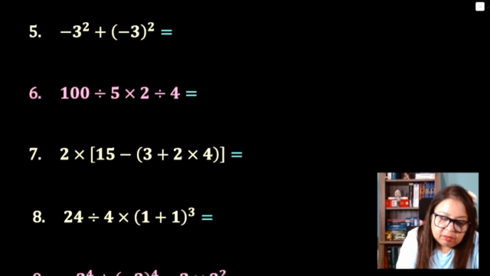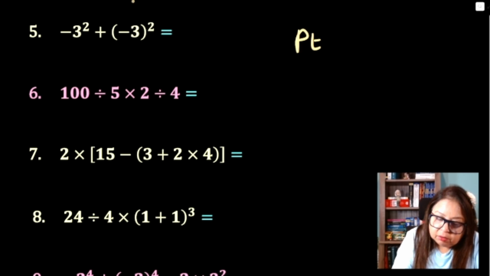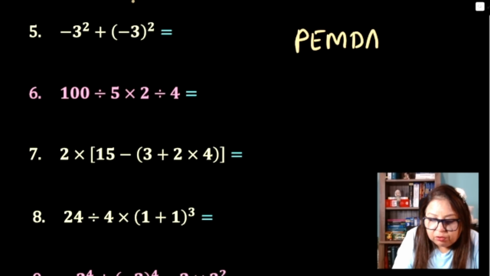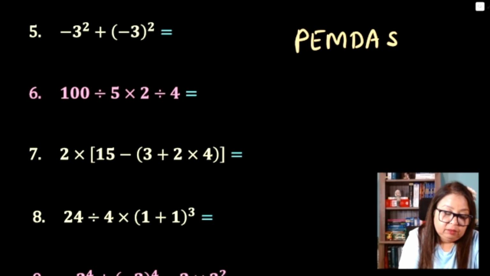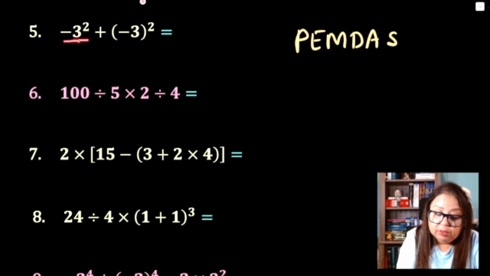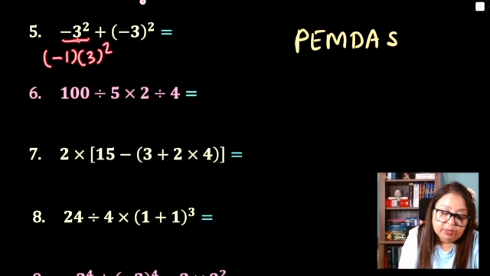Let me write down PEMDAS here, so we can refer to it whenever we need to. In problem number 5, we have only exponent. But this exponent over here, which is minus 3 squared, can be written as minus 1 times 3 squared.